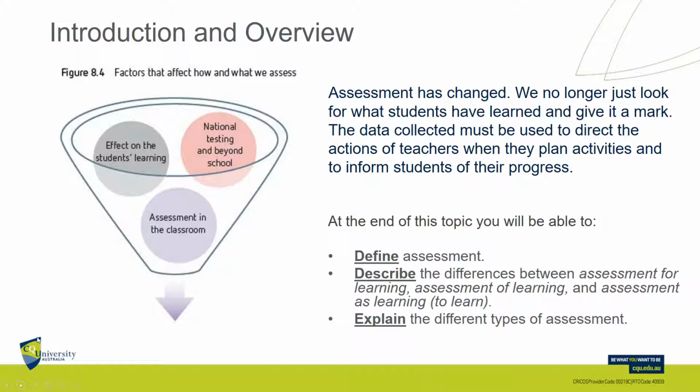The introduction for this week, how we assess, and this diagram comes from Gregson, figure 8.4, and I'll just click on it at this stage. I'll click on my highlighting tool so that we can actually highlight key facts. Factors that affect how and what we assess. And we can see here that it affects the student's learning. Okay, there's national testing, and there's assessment in the classroom. So really we've got these 3 balls floating around this funnel, and the aim as a teacher at any given time, these are enacting on our practice.